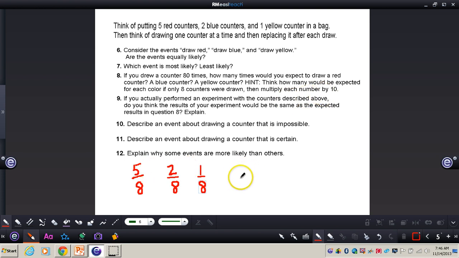Okay, so if you drew 80 times, how many red counters would we draw? We would say 50 red counters, 50 out of 80. Blue counters, we would say 20 out of 80. And then finally, the yellow counters would be 10 out of 80. Okay, so 50, 20, 10 all do equal 80, so that would answer the question number 8.